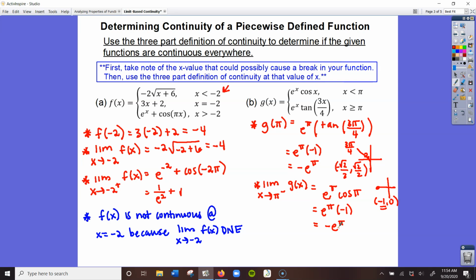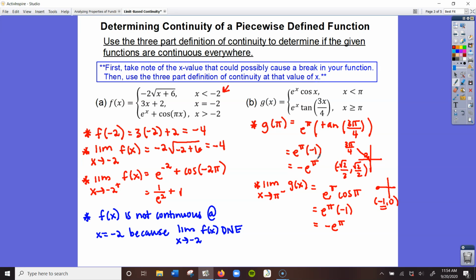Now if I need to calculate the limit from the right, we can look over at my inequalities and I see that the limit from the right is the same equation as the defined value. Therefore, I don't necessarily need to find this additional limit because it is the same work that we concluded here. And the limit from the right would also equal negative e raised to the pi.